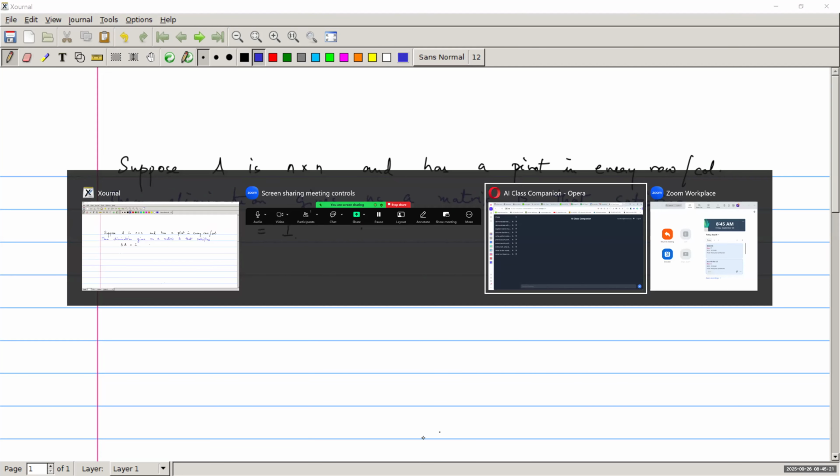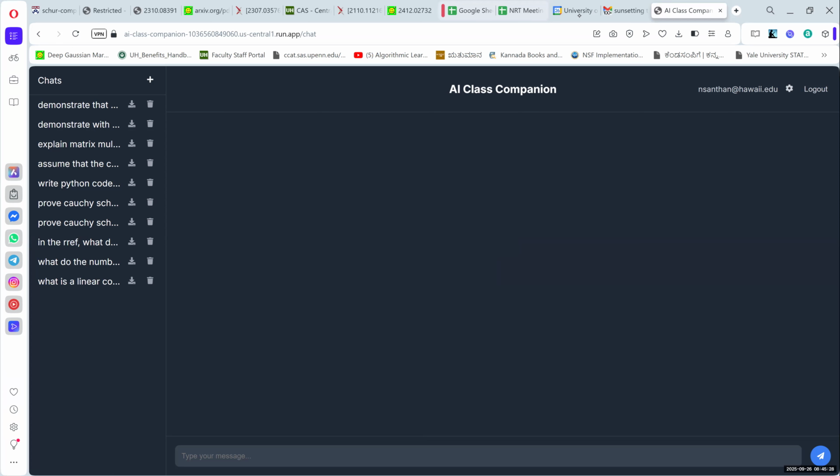Okay, so let me try. Let me see if Zoom will let me do this. So something like this. Matrices you can specify almost any natural way. It's not going to complain.